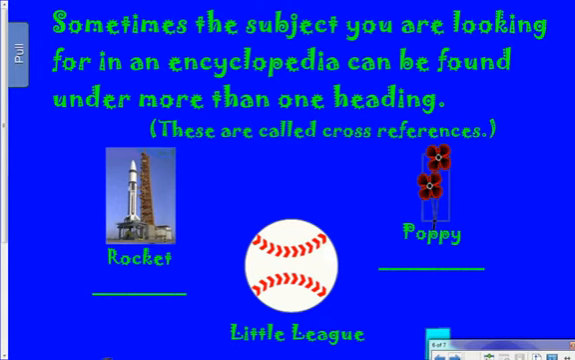Okay, so sometimes the subject you are looking for in an encyclopedia can be found under more than one heading. These are called cross-references. It's kind of hard to explain, meaning it's going to be in 2 different spots, or it could be listed under something different. We got here a rocket. What could rocket possibly be under? You would think R for rocket, right? And it might be under rocket, but it could also be under astronaut. Why? Because astronauts use rockets to go into space.